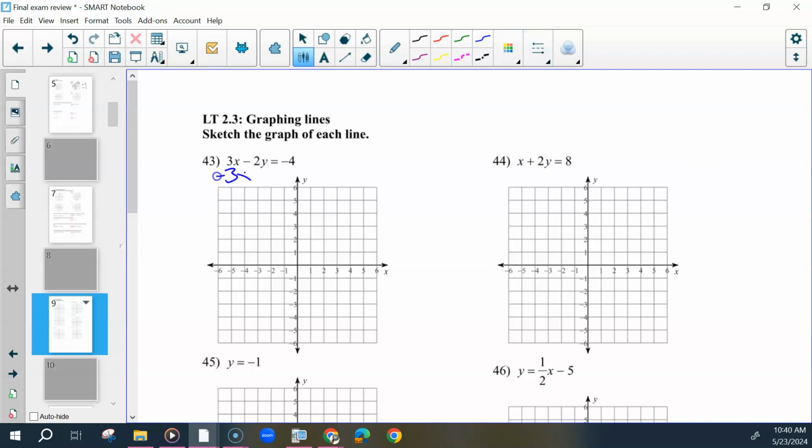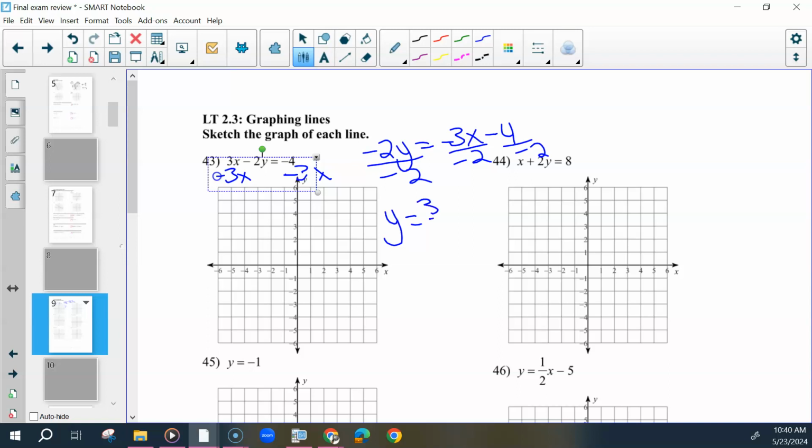Get rid of the 3x by subtracting it. Switch the order. And then divide everything by negative 2. This is going to stay a fraction but become positive. And this will become a positive 2.